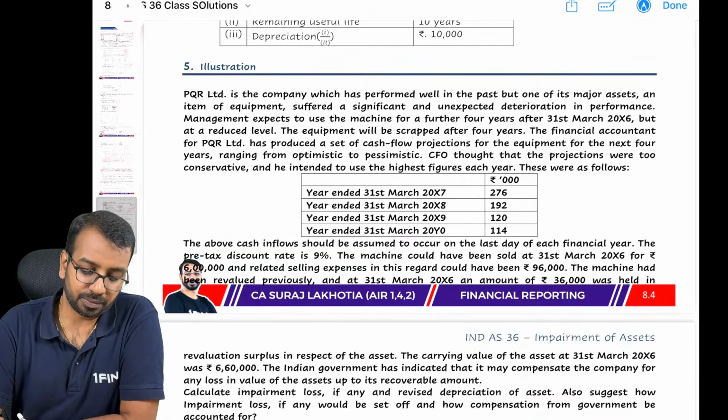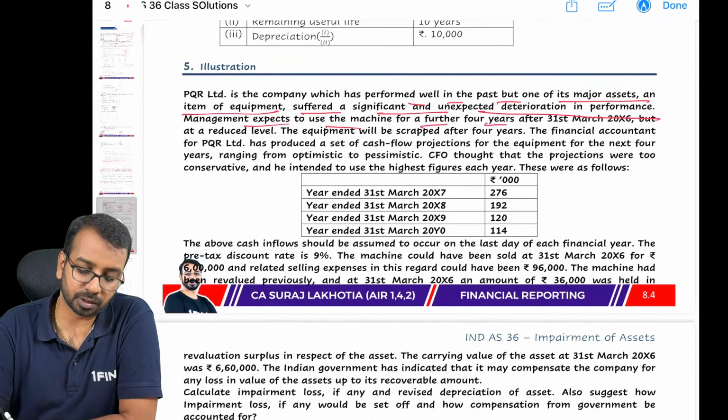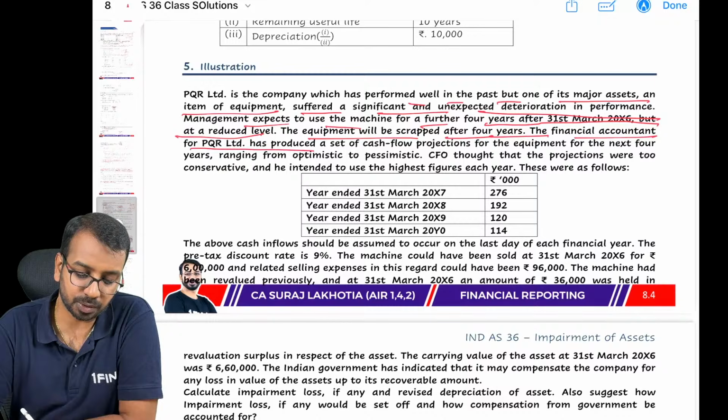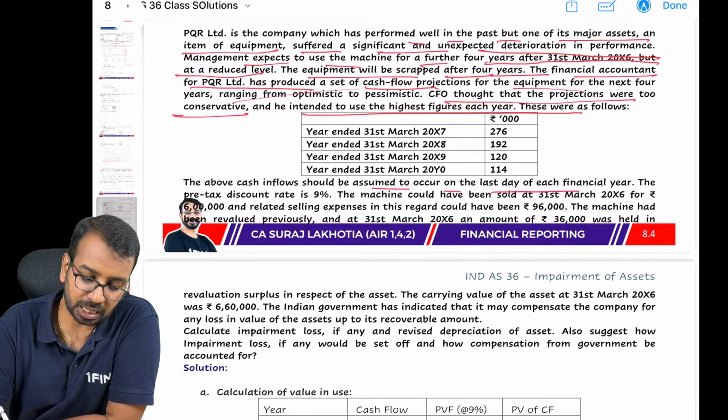PQR Limited is a company which has performed well in the past, but one of its major assets, an item of equipment, suffered significant and unexpected deterioration. They expect to use the machine for a further 4 years after 31st March, but at a reduced level. The equipment will be scrapped after 4 years. The financial accountant has produced a set of cash flow projections for the next 4 years. The CFO thought the projections were too conservative and he intended to use the highest figure. So these are the figures. The above cash flows should be assumed to occur on the last day of each year.